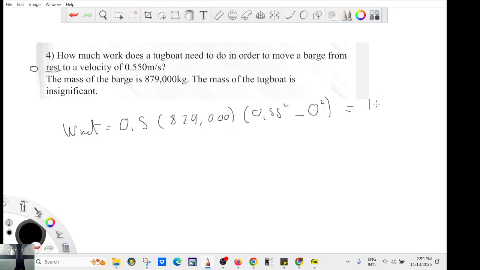1,032,948. Okay, so is it 1,000? So 1,32948 joules. So 1, 2, 3, 4, 5. 1.33 times 10 to the 5 joule. Scientific notation. Okay?